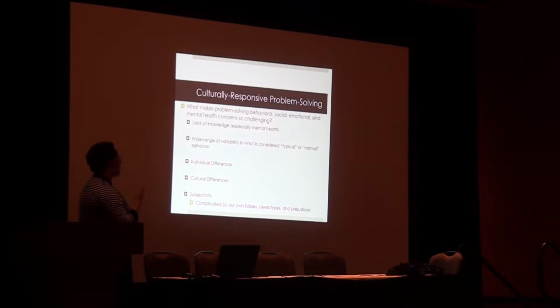So we want to make sure we understand individual differences, cultural differences, which is what? Differences in beliefs, values, ways of viewing the world. We can have diversity in how we see and understand the world, and it doesn't mean that we have a problem. And then finally, and the one that causes us a lot of trouble is subjectivity. This is when we're complicated by our own biases, stereotypes, and prejudices about people. And this is feeding into how we see a problem. So all of these factors complicate the simple process of identifying what is the problem.